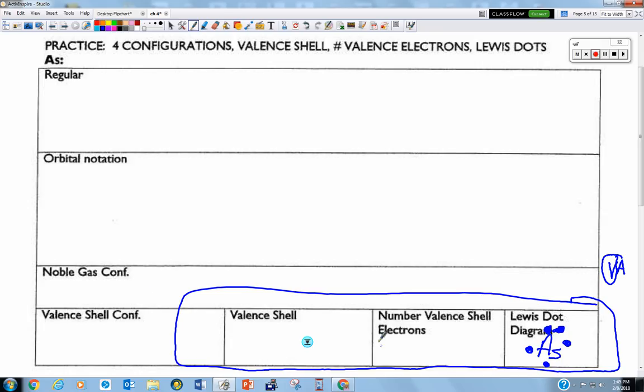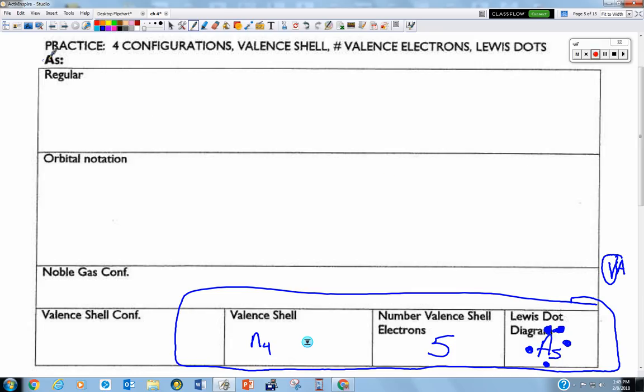The next thing that we could do is, well, how many electrons are in the valence shell? We already determined that. 5. We have 5 dots, 5 electrons. And what valence shell are we dealing with? Well, arsenic is in period 4, so that means it's in quantum level 4. All right. Now, let's go ahead and work the rest of this.